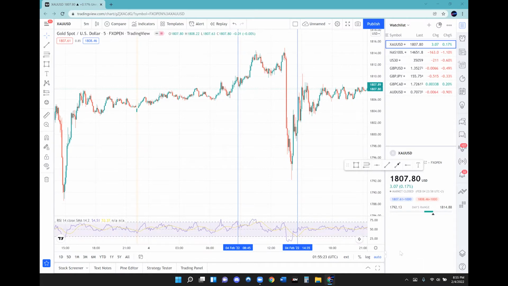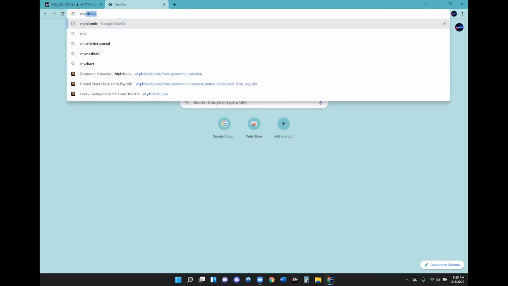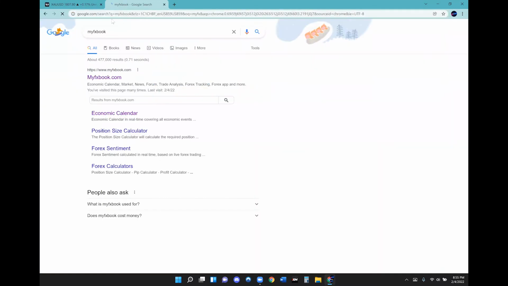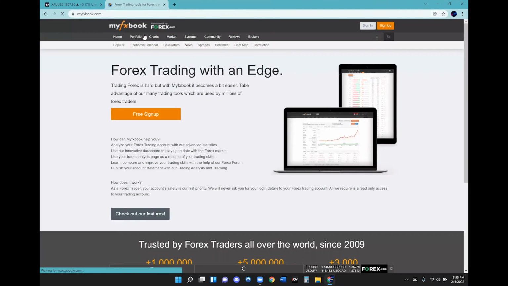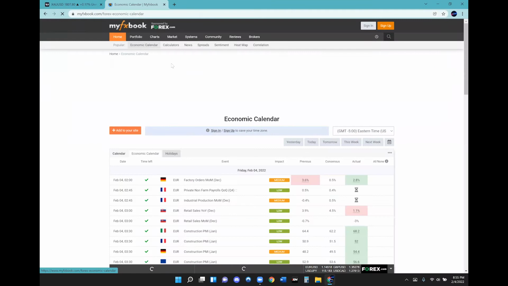Today was February 4th, 2022, which is the first Friday of February. And usually on the first Friday, we can anticipate high impact news releases such as non-farm payroll. The website that I use to look up news releases is myfxbook.com.